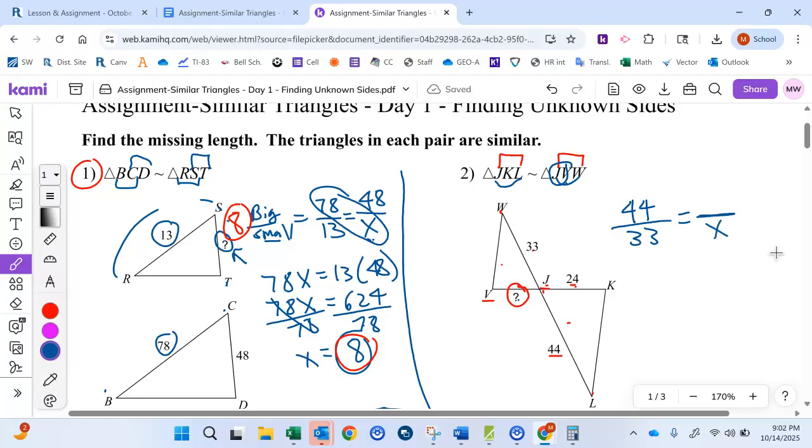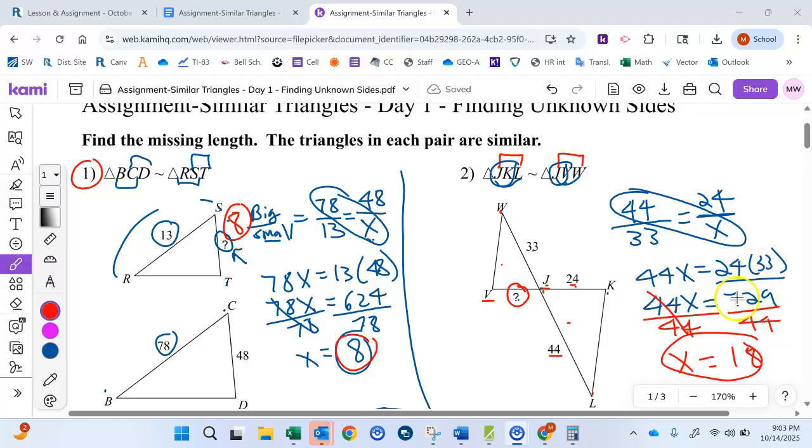I'm going to make that X again. And what does that correspond to? JV goes with JK. JK is 24, okay? And again, we're going to do cross multiplication. 44 times X equals 24 times 33. Okay, multiply these two together and then divide by 24, right? Okay, so I multiply 24 times 33, I get 729, and then I divide by 44 on both sides. So X is equal to 18, okay?